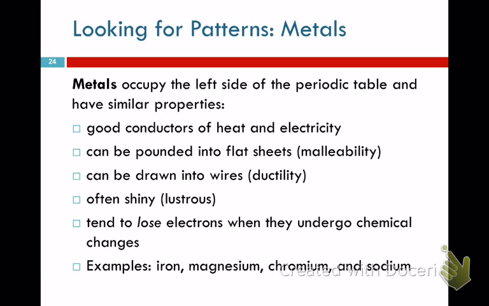Now, here's something that you don't get from your common experience. They tend to lose electrons in chemical reactions. So remember I said atoms are neutrally charged, but when a metal reacts, it often loses an electron and becomes charged, and we call those ions. We'll get more into that in a second. But iron, magnesium, chromium, sodium, those are all from the periodic table on this side that we looked at already.